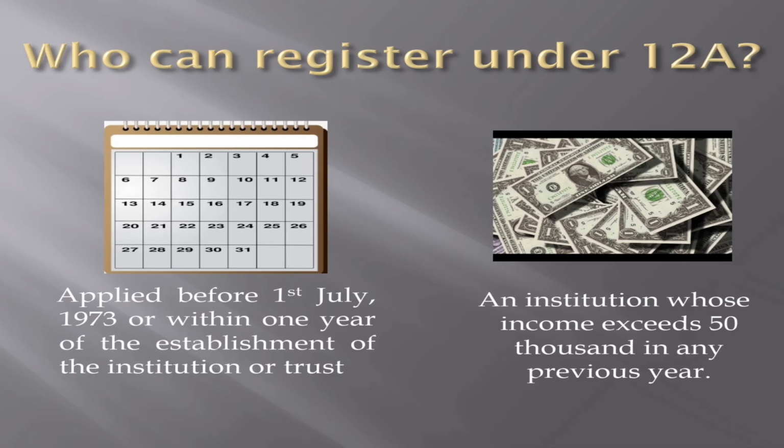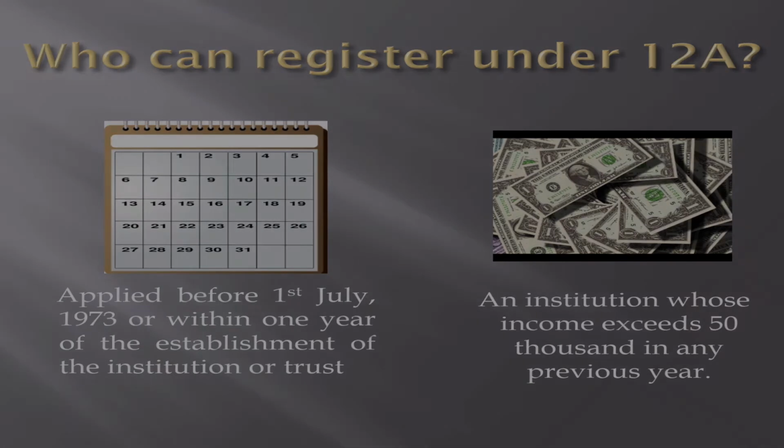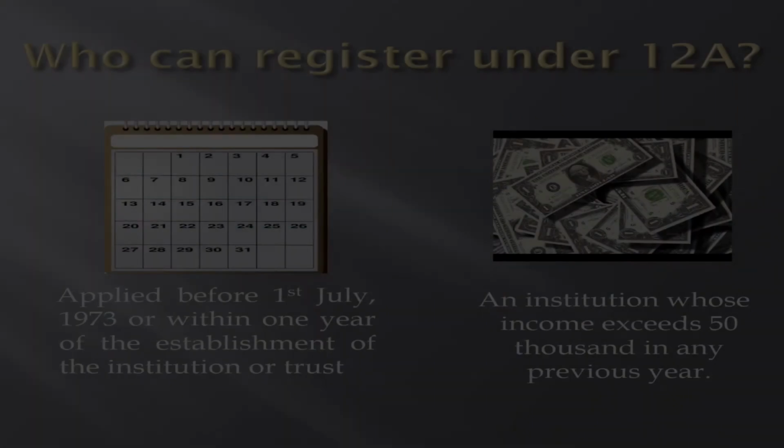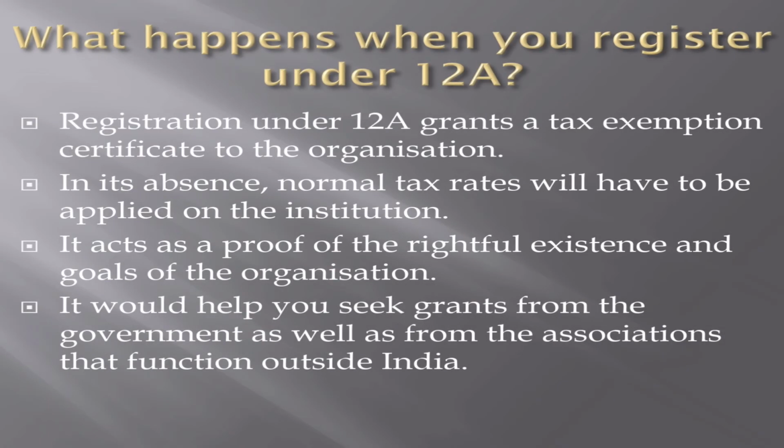Who can register under 12A? Applied before 1st July 1973 or within 1 year of the establishment of the institution or trust, an institution whose income exceeds 50,000 in any previous year.